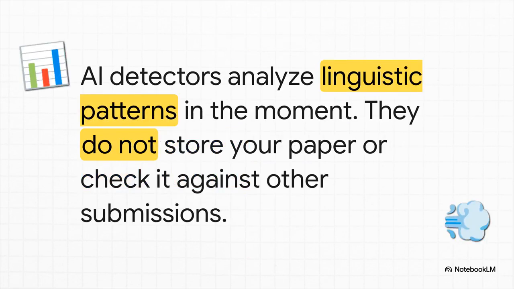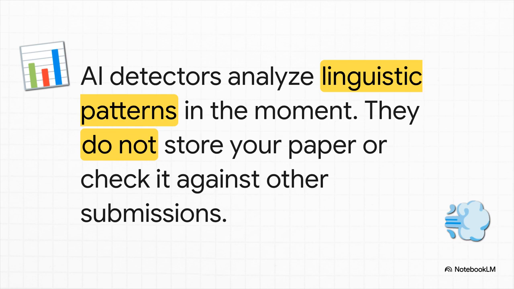Here's why. You have to remember, AI detectors and plagiarism checkers are two completely different beasts. A plagiarism checker compares your text against a giant database of other papers. An AI detector doesn't do that at all. It just looks at the text you gave it, right then and there, and analyzes its linguistic patterns. It's a one-time analysis. It doesn't store your paper, so you can check your work as many times as you want, completely safely.